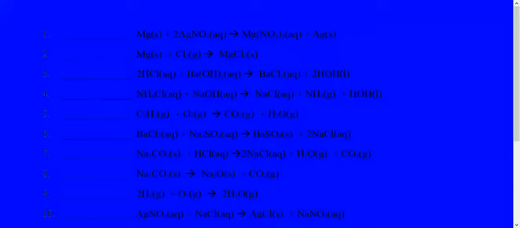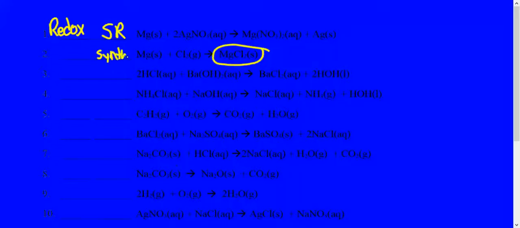Okay, so the first one, magnesium plus silver nitrate. That is single replacement, and if it's not double replacement, it's redox. Oxidation reduction. Well, that's another way of saying oxidation reduction. This one would be, since you only have one product, synthesis. And if it's not double replacement, it's redox.